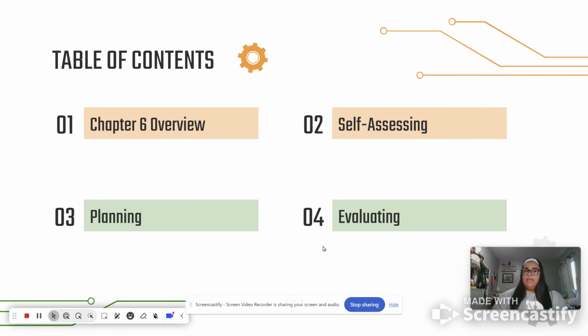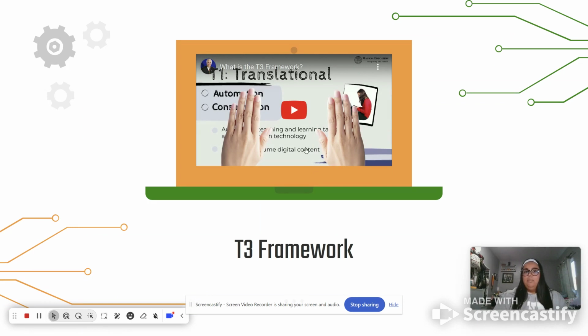Before I dive into what the chapter content entails, I would like to share with you a brief video that is about 1 minute long regarding the T3 framework, a refresher of what the framework is and a brief description of what each stage encompasses. So, let's hear it.